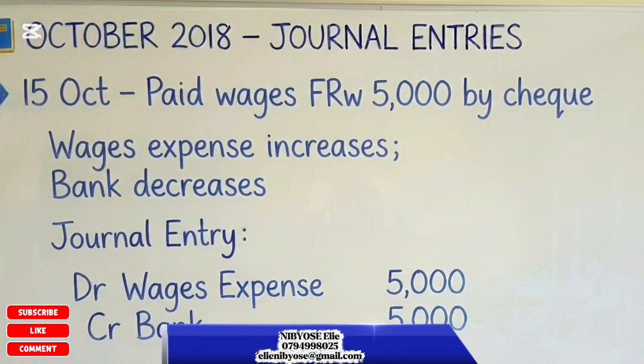Here we are going to debit wages expenses as an expense. As we know, expenses increase when we debit. So here we are going to debit wages expense account by 5,100 francs and we credit bank by 5,100 francs, to mean that the bank account as an asset has been reduced.